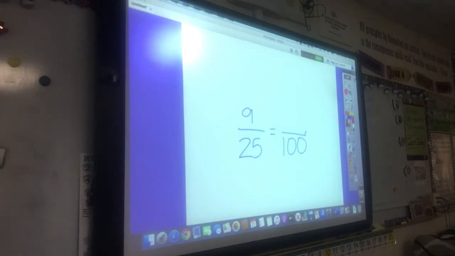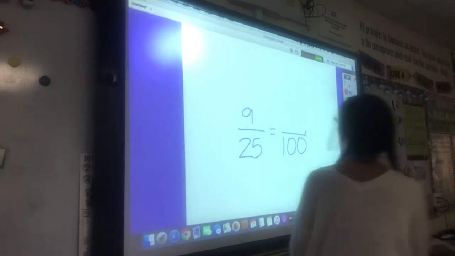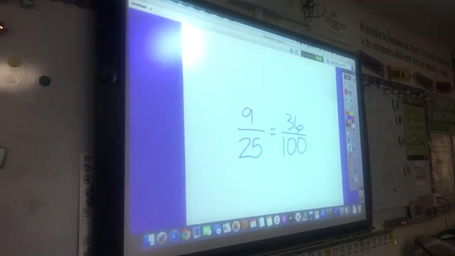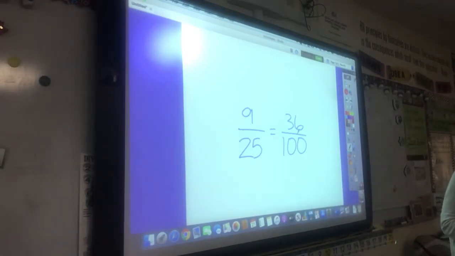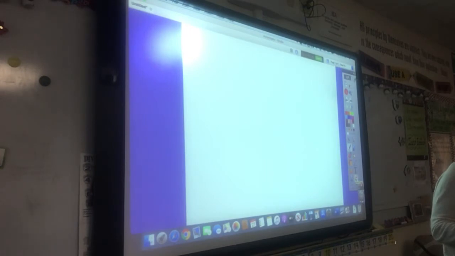What do you do to go from 25 to 100, Oliver? 4. Do the same thing on the top. 36. So we're going to have 36 hundredths, and then how will we write that as a decimal, Maddie? 0.36. Okay, easy. Again, we're using stuff we already know how to do in new ways. That's why in math, if there's something you don't understand, say something, because usually it's going to come back again.